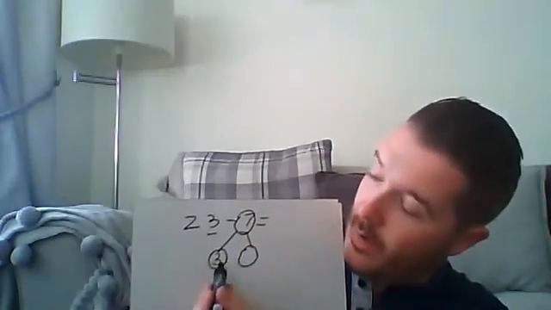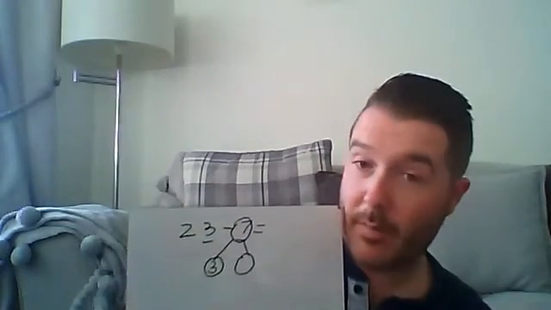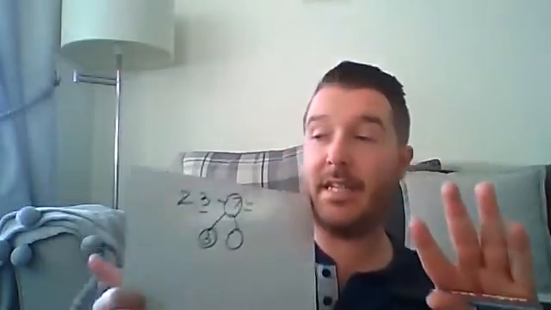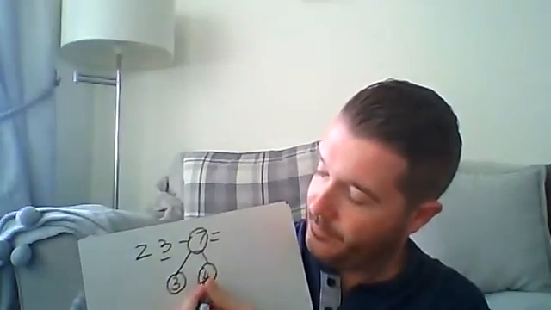And then I need to know what goes with 3 to make 7. And what goes with 3 to make 7? Well, if we know our number bonds, we've got 3 on our fingers, 5, 6, 7. It's going to be another 4. Okay? Yeah?